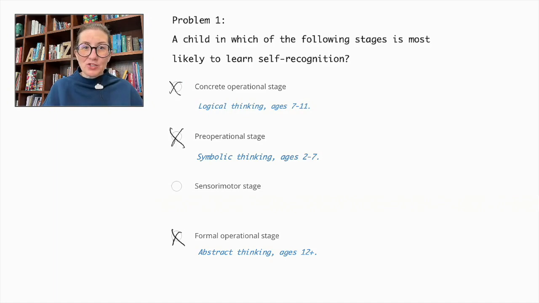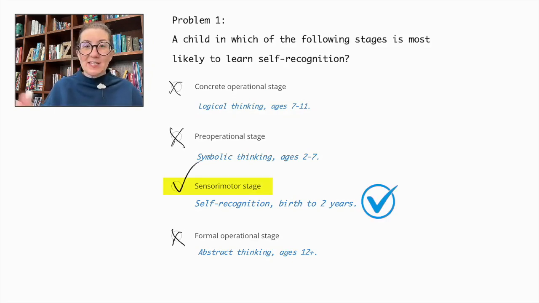The correct answer is the sensory motor stage, which is birth to about 2 years of age. During this stage, infants develop self-recognition, typically around 18 to 24 months, by recognizing themselves in mirrors or photos, a foundational cognitive milestone. Therefore, sensory motor stage is the correct answer.